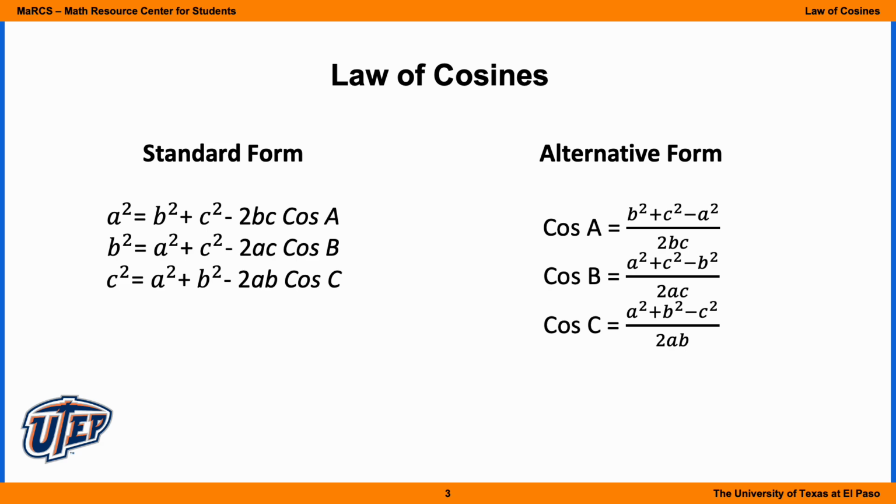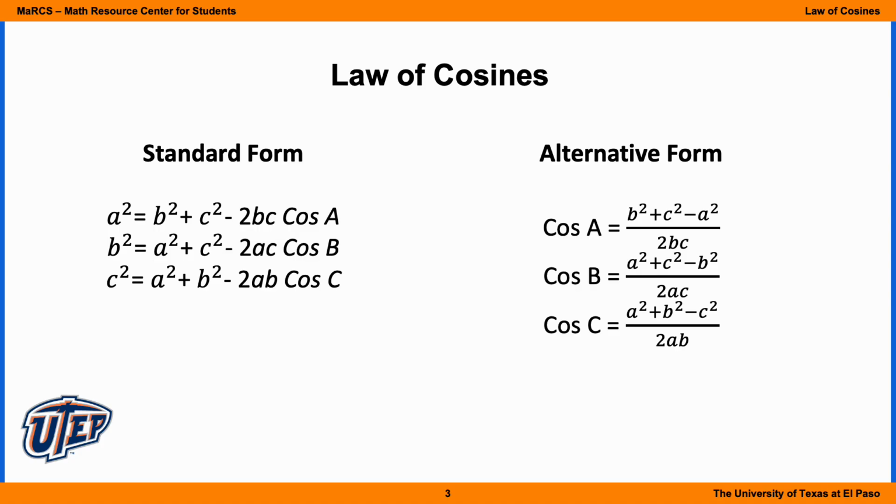The second one being b squared is equal to a squared plus c squared minus 2 times a times c times the cosine of B. And the last one being c squared is equal to a squared plus b squared minus 2 times a times b times the cosine of C. And those were the standard forms.